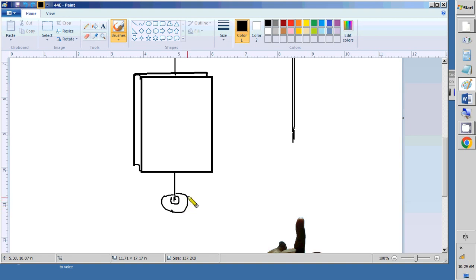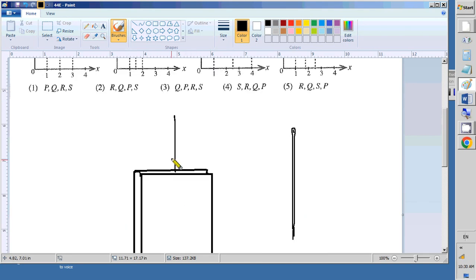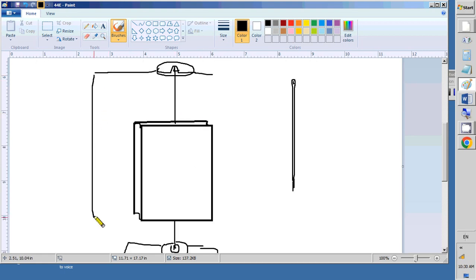I stuck it to a piece of wood properly so that it does not move, and I put another eyelet here on top of this sewing needle like this. That also I fixed to a frame made of wood like this.